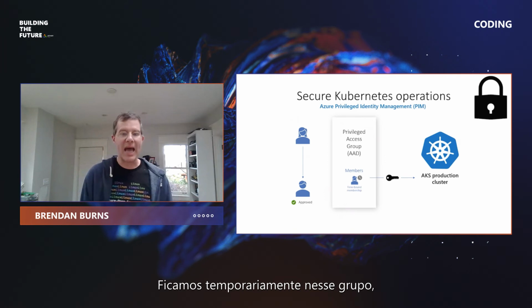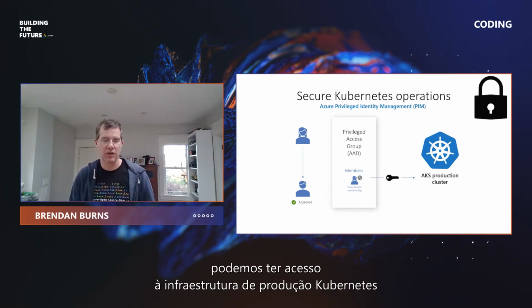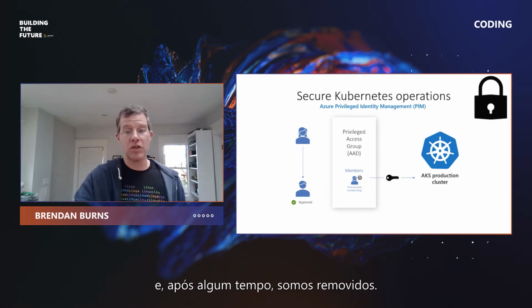You can send an email to someone and request being elevated into that group. You get temporarily added into this membership group. You can access your Kubernetes production infrastructure. And then after a certain amount of time, you're removed.